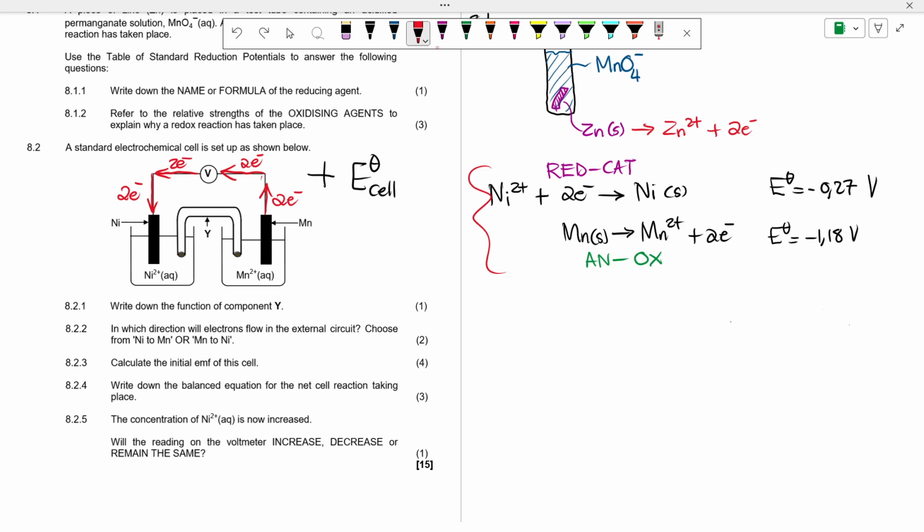8.2.3, calculate the initial EMF. Don't be thrown off by the word initial. That's just the E naught that the cell will have. The reason why they say initial is because eventually it's going to die down to 0.